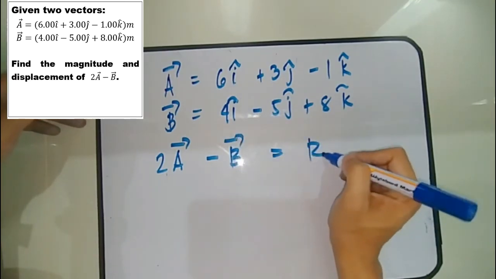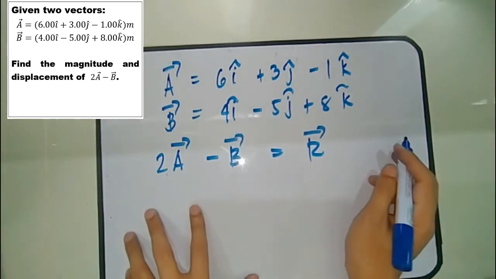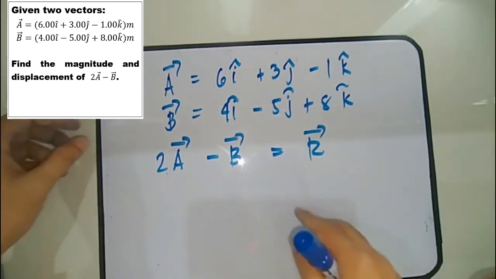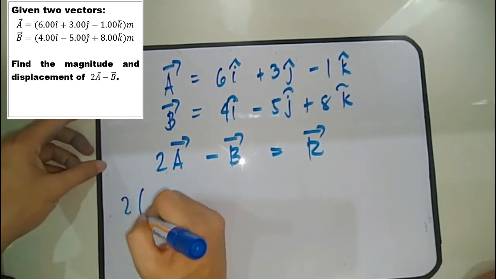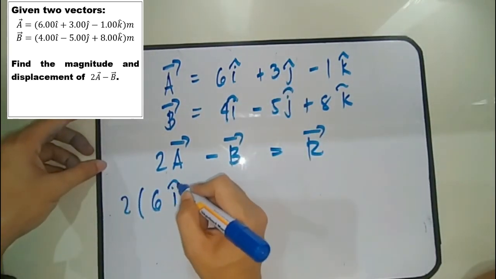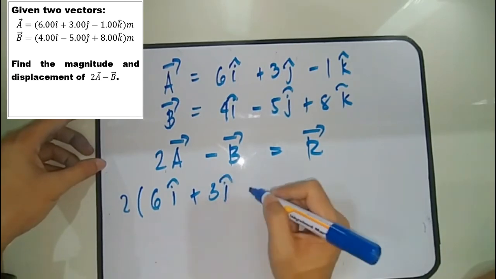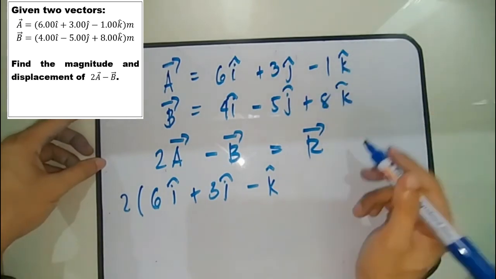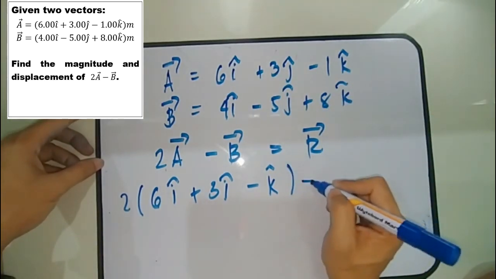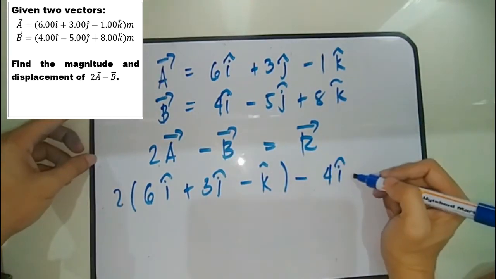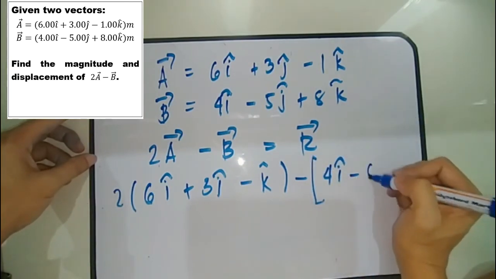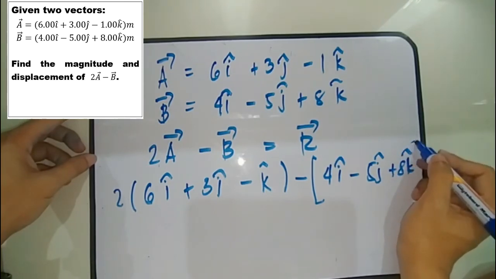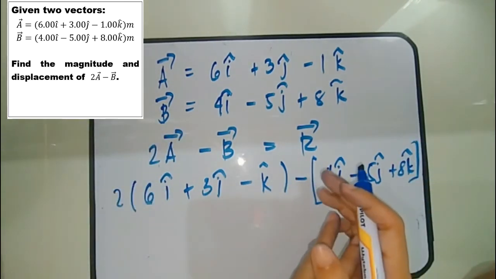So ano yung resultant vector natin? So i-represent natin siya guys as our vector. So 2 times, so vector a is 6i plus 3j minus k. So, huwag natin ilagay yung 1 na coefficient. So, minus vector b. So, 4i minus, so lagyan natin ng parenthesis, 5j plus 8k. So, yung process natin guys is just the same as algebra.